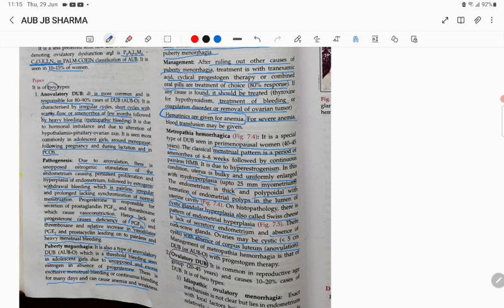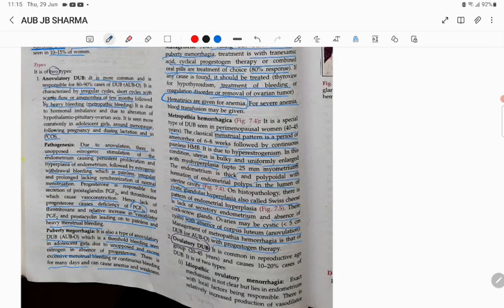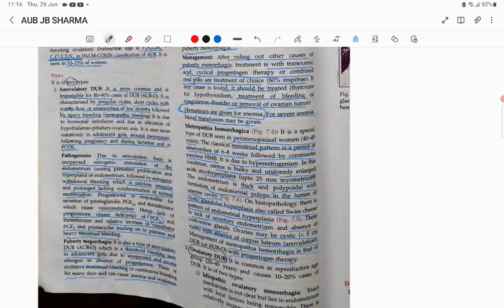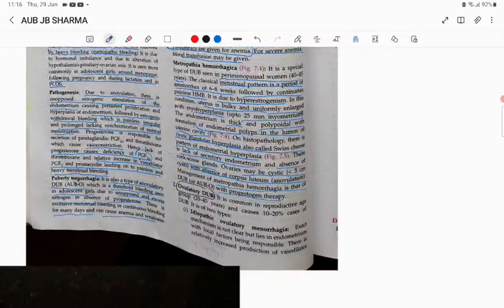Management of metropathia hemorrhagica is that of DUB, AUB, with progesterone therapy also. Then these are the AUB-O. The AUB-O can be PCOS, or pubertal menorrhagia, including other causes like bleeding disorder, thyroid dysfunction, hyperprolactinemia, any feminizing tumor of the ovary, granulosa theca cell tumor of the ovary, and any other hepatic disease. Then metropathia hemorrhagica is in perimenopausal women, also because of hyperestrogenism.